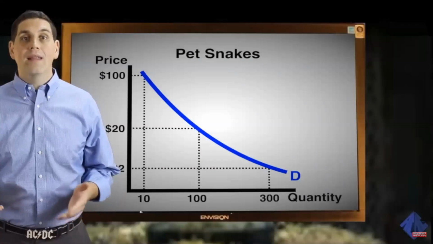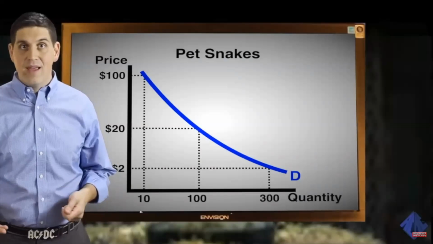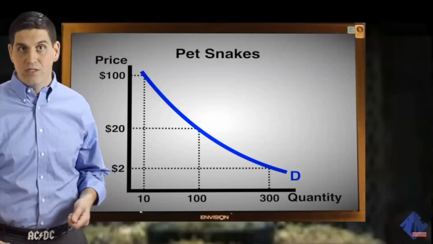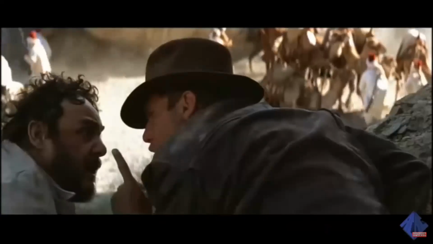When the price is really high, let's say $100 for a pet snake, people don't want to buy very many snakes. In this case, only 10 would be purchased. After all, there's a bunch of substitute pets you could buy instead. You could buy a pet tarantula, a pet elephant, or a pet camel. No camels. Okay, no camels, no camels.